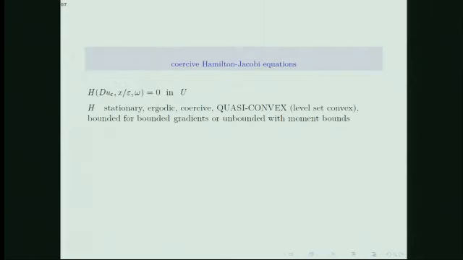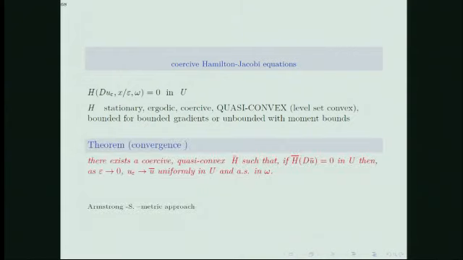Now, if you just stick with the Hamilton-Jacobi equation, then you can do a little bit better. You can do quasi-convex in the sense of level set convexity. So if you have an H that is level set convex, not exactly convex, then you can still homogenize in the case of the Hamilton-Jacobi. All right.